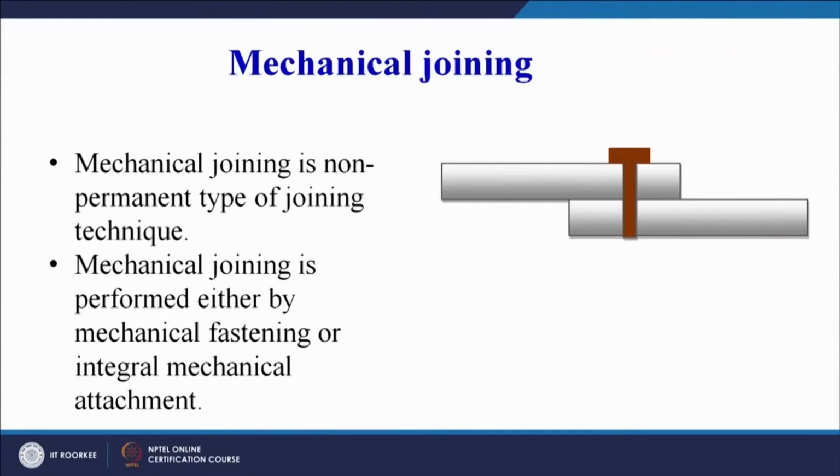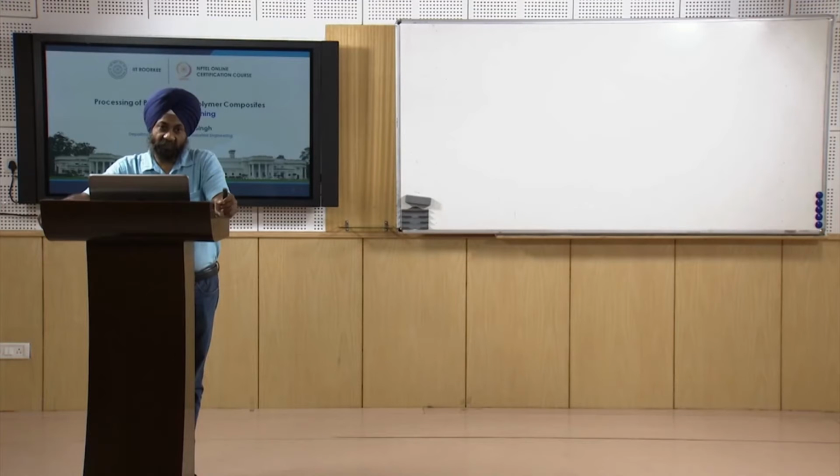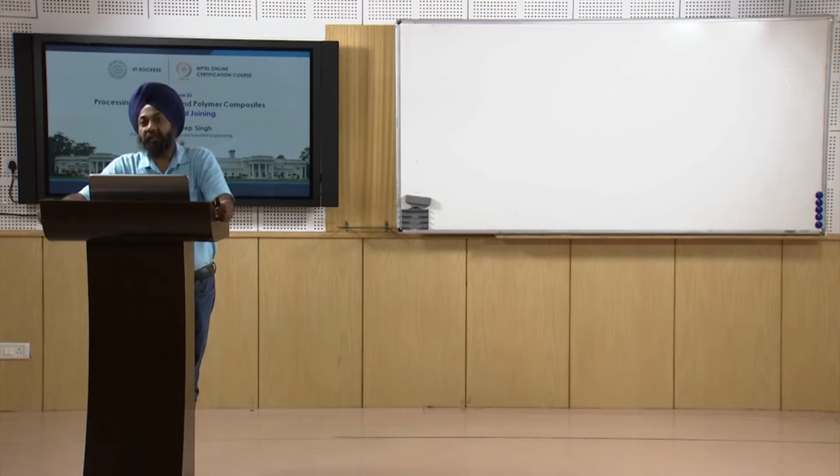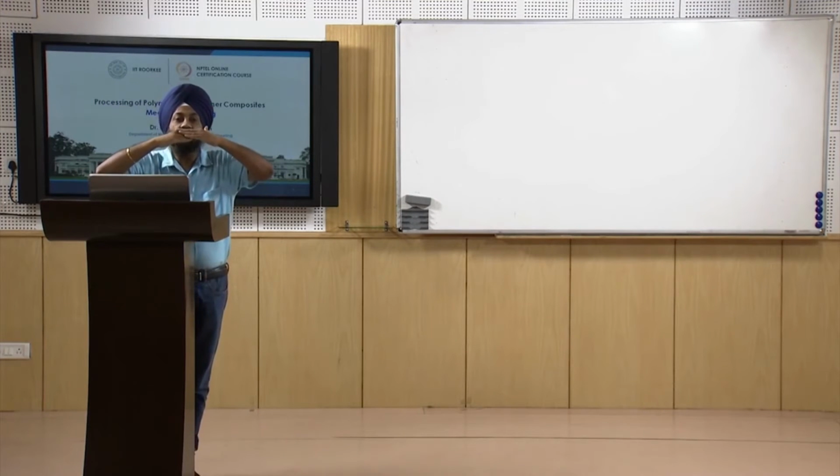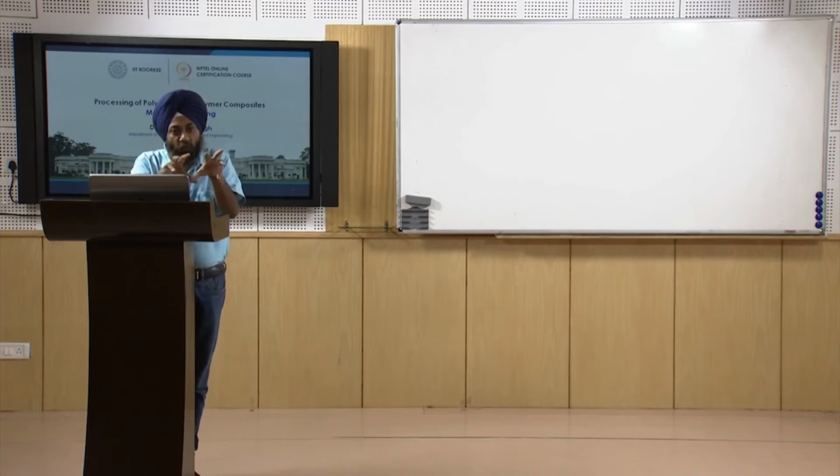So the first point that you see on the screen is that mechanical joining is a non-permanent type of joining technique. One of the disadvantages of adhesive joining, if you remember in the previous session, was that it is a permanent joining method. So if you apply the adhesive and then you try to disassemble it, or you want to do the servicing of a particular part which has been joined using adhesive, you need to break the joint, and only then can you access the areas where repair and maintenance is required. So there we feel that the joint should be semi-permanent so that we can open up the structure and do our repair and maintenance.